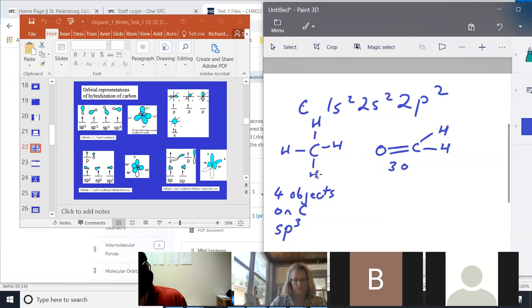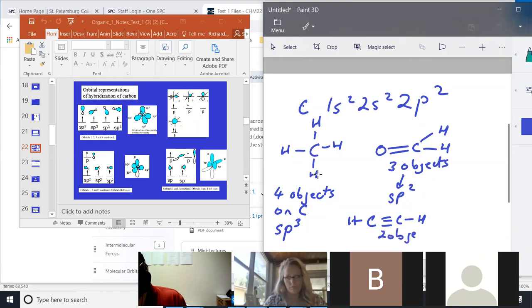This situation has 3 objects. Now notice that to get 4 objects in the last one, I needed 4 hybrids, which means I need to use 4 orbitals to get those hybrids. So I've got 3 objects here, and that's going to be sp2. So I need 3 sp2 hybrids to do that. And this last one has 2 objects on C. And I would call that an sp hybrid. So that's just a combination of one s and one p orbital.